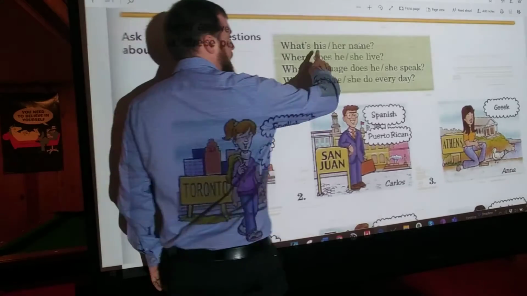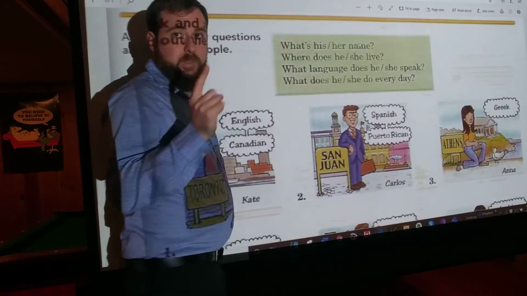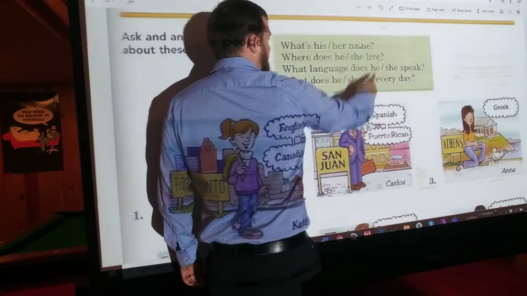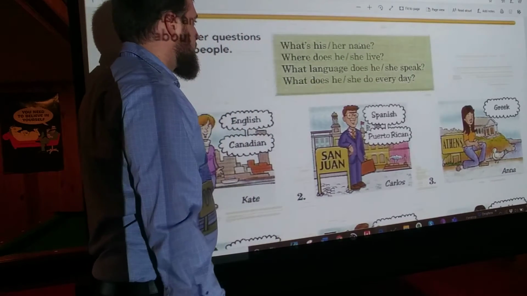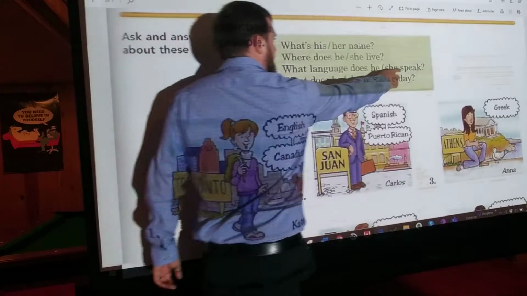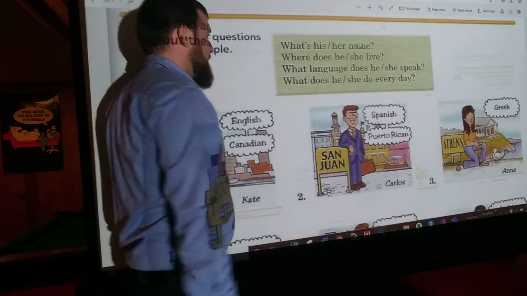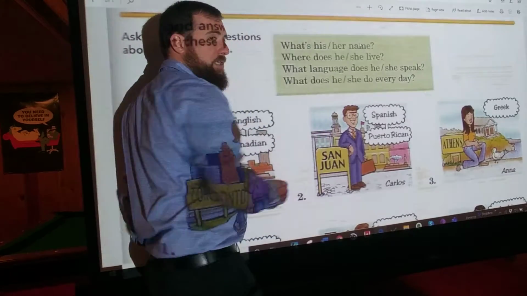Watch out for saying whether you say his or her. You have to pick one. Watch out for making sure where you're going to say live and where you're going to say lives. Where you're going to say speak and where you're going to say speaks. Okay? Where you're going to say do and where you're going to say does.